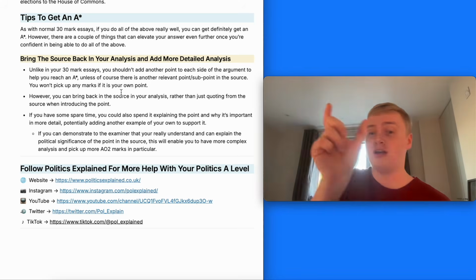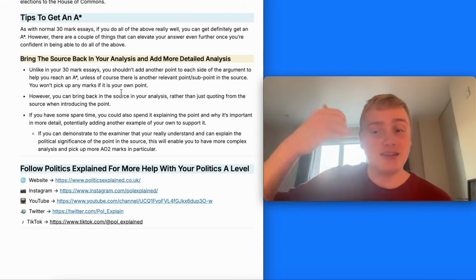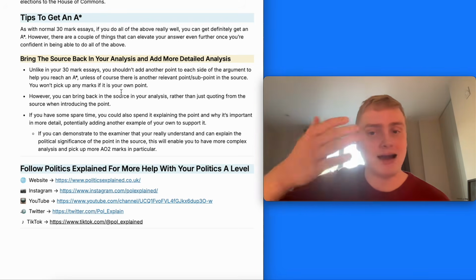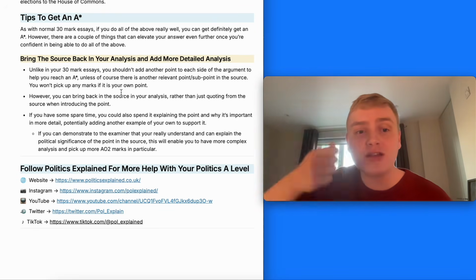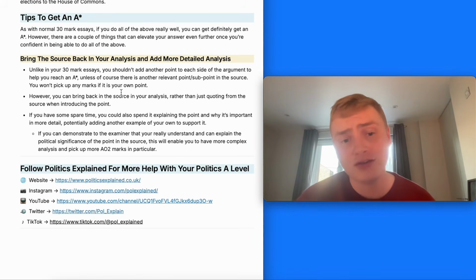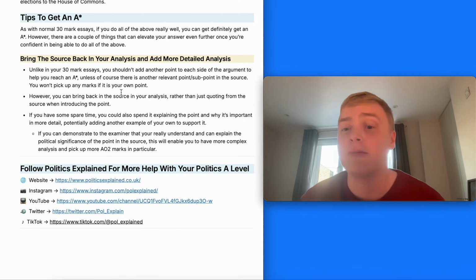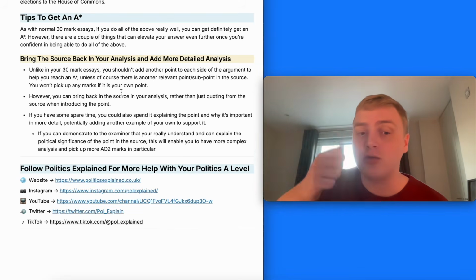So obviously you start your points by always quoting the source, and it's fine to start that, explain it, give your own example, and link back to it. But one really good thing to do when you're linking back is to bring the source back in a little bit rather than just quoting at the start. And if you have some spare time, you can also spend it explaining the point and why it's important in a bit more detail to help you get to an A star, potentially adding another example of your own to support it. So if you can demonstrate to the examiner that you really understand and can explain the political significance of the point in the source, this will really help you to have more complex analysis and pick up more AO2 marks in particular.